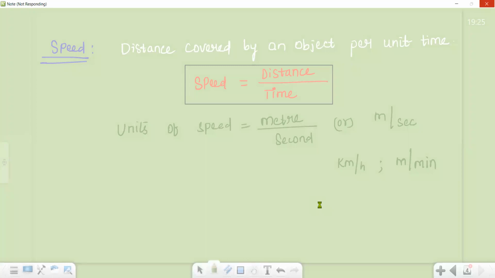Clear? Yes, ma'am. So the next one, in speeds, we will see how many kinds of speeds are there.